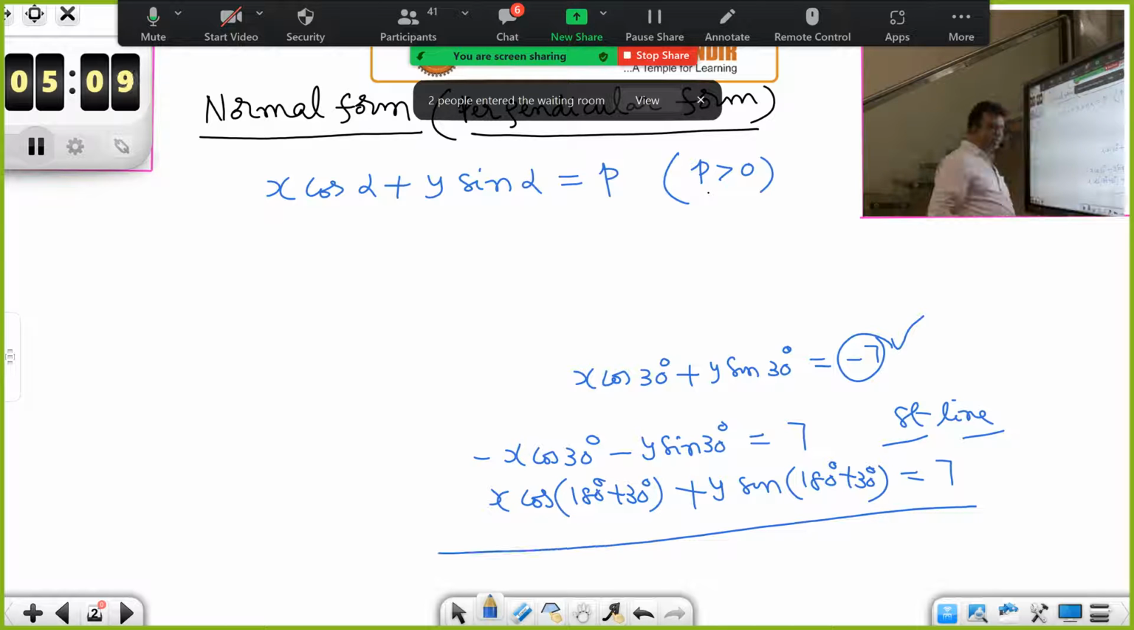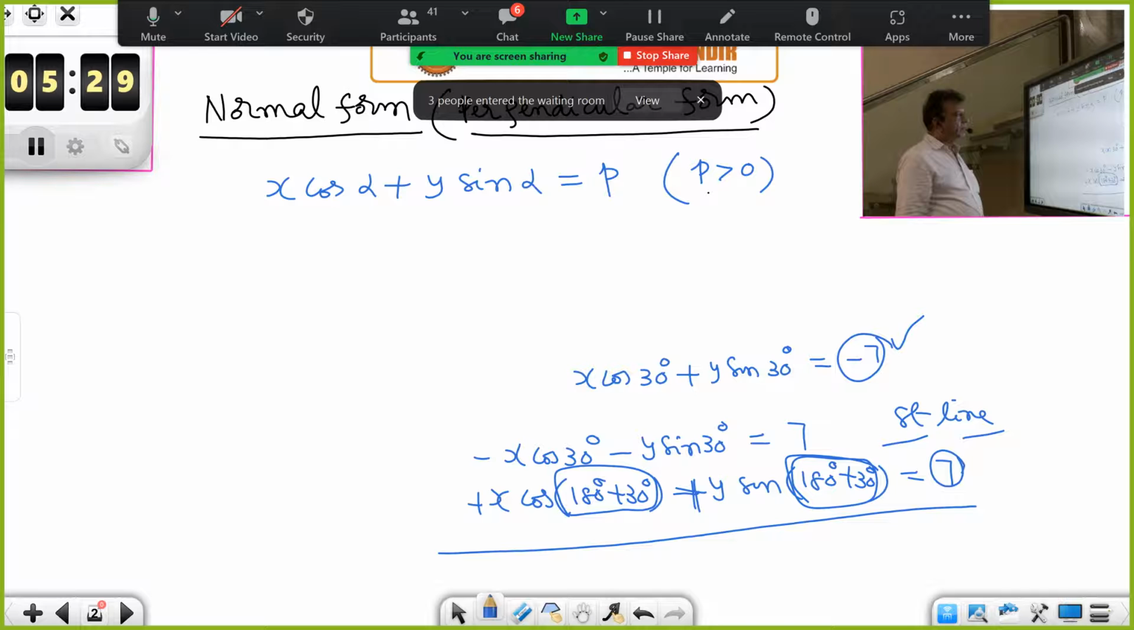Now p is 7, positive, and whatever angle is here, the same angle must be there. Same angle. And there should not be a minus sign outside, it must be a plus sign only, no minus sign. That is called the standard form.